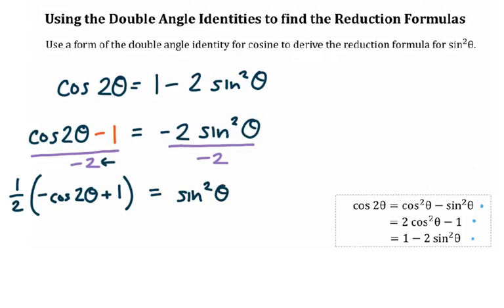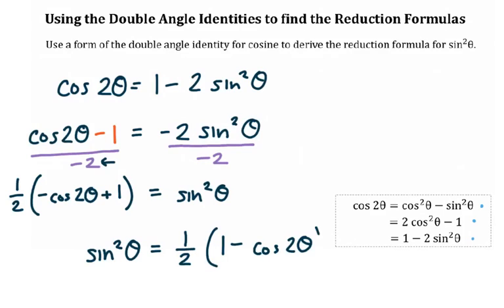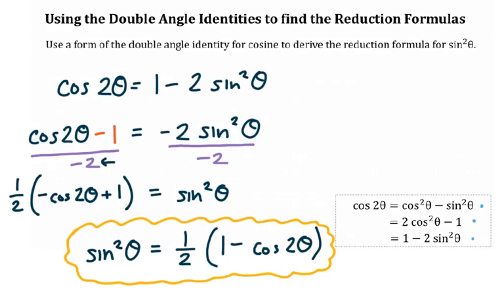I'll take one more step to rewrite the reduction formula in a slightly more common way. I'm going to place the sine squared we were tasked to solve for on the left, and on the right I'm going to state it as 1/2 the quantity, and I'll put inside the positive 1 first and then the negative cosine of 2 theta second. And there we have it. This is the reduction formula for sine squared theta. It's very, very useful. We're going to do the same process on the next slide, except we're going to swap out this sine squared for a cosine squared. It's a very similar process.